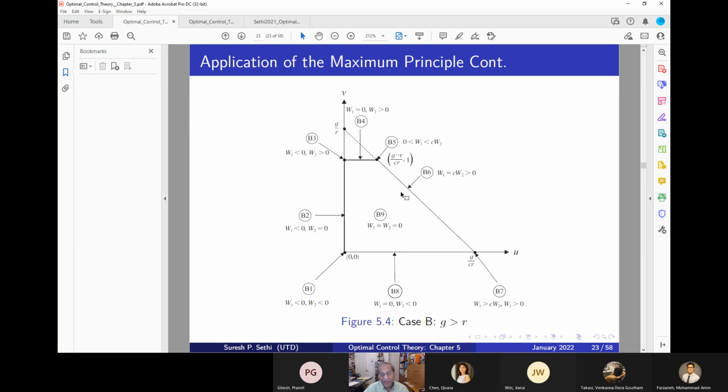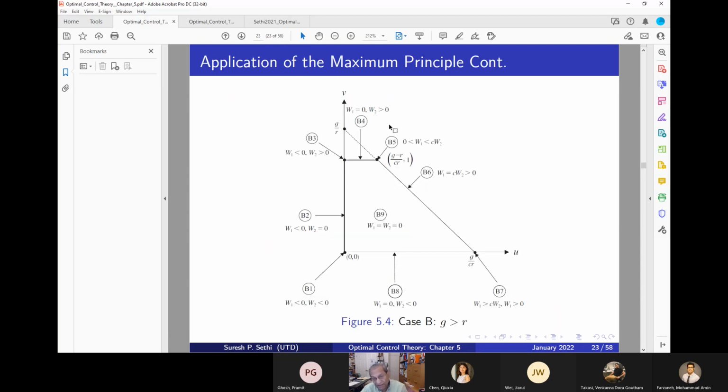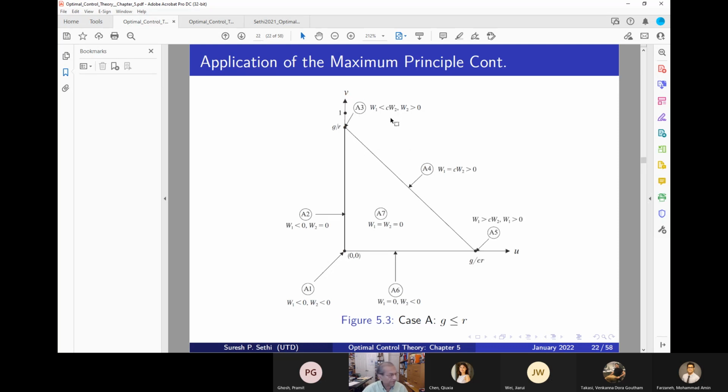And that is what we're going to do next week. That's going to be a reverse time construction technique, where we change the time tau from t minus t as the new time and define everything and then solve this boundary value problem completely. Okay, so that's going to be next.